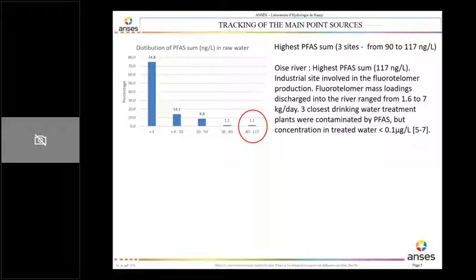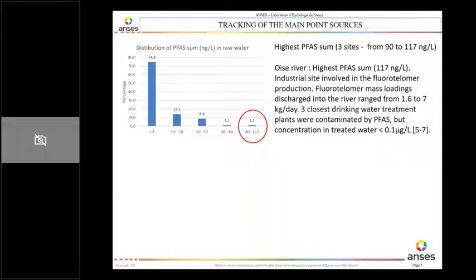Now, the highest PFAS sum. The highest PFAS sum was recorded in a well located along the Oise River. Further investigations led to the discovery of an industrial site involved in fluorotelomer production. The fluorotelomer mass loadings discharged into the Oise River ranged from 1.6 to 7 kilos a day.